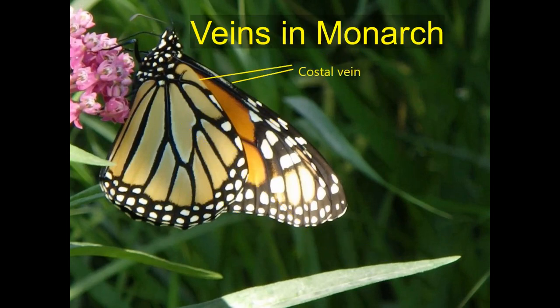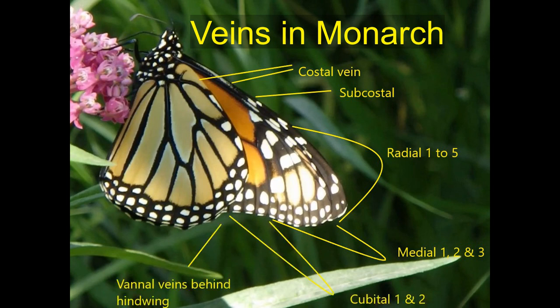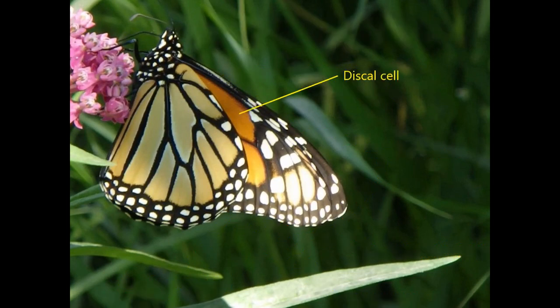Toward the head, the edge of both wings have a costal vein. On the forewing, moving along the perimeter, we have the subcostal vein. Five radial veins, numbered 1 through 5, take us to the wing apex. Then there are three medial veins, followed by two cubital veins, and finally the vanal veins, not visible because they're behind the hindwing in this picture. Cells are areas between veins. The discal cell is found near where the wing attaches to the thorax. Most cells are named by the vein containing it on the costal side.